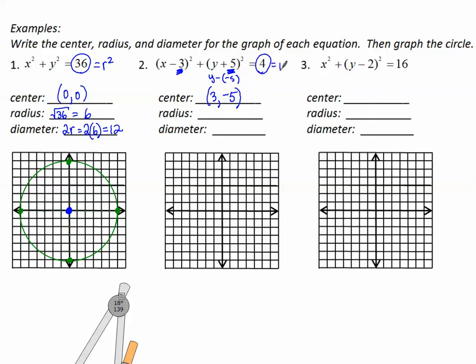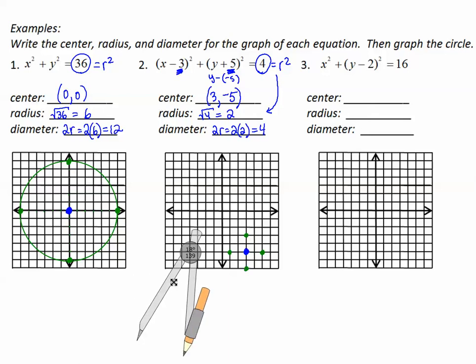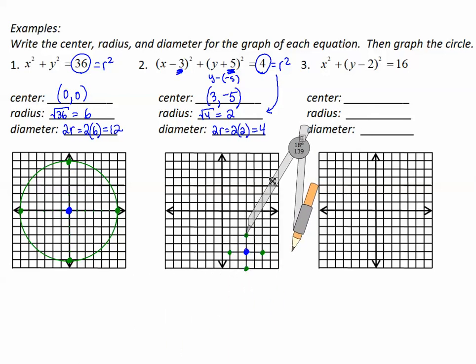This number is the radius squared. So to get to the radius, square root of 4, which is 2. Diameter is twice the radius, which is 4. Now notice, we didn't use the diameter in graphing, but it still is something that we have to know. Let's go ahead and plot the center and each point on the circle that we can get on the grid easily. 2 units away in each direction. That's easy to count. Grab our compass or just graph it by freehand.